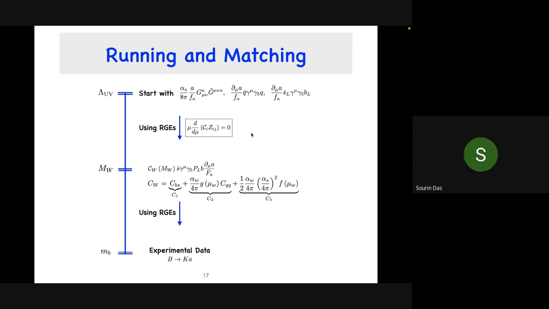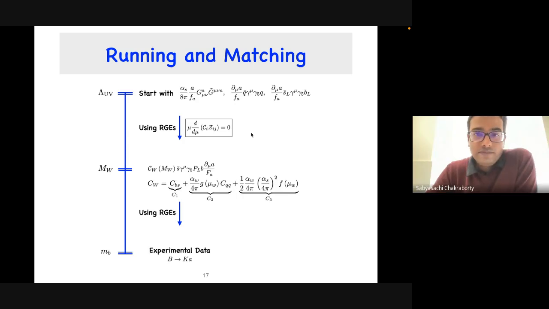And such a coupling is by definition gauge invariant, is it? Yes. By construction. Okay.